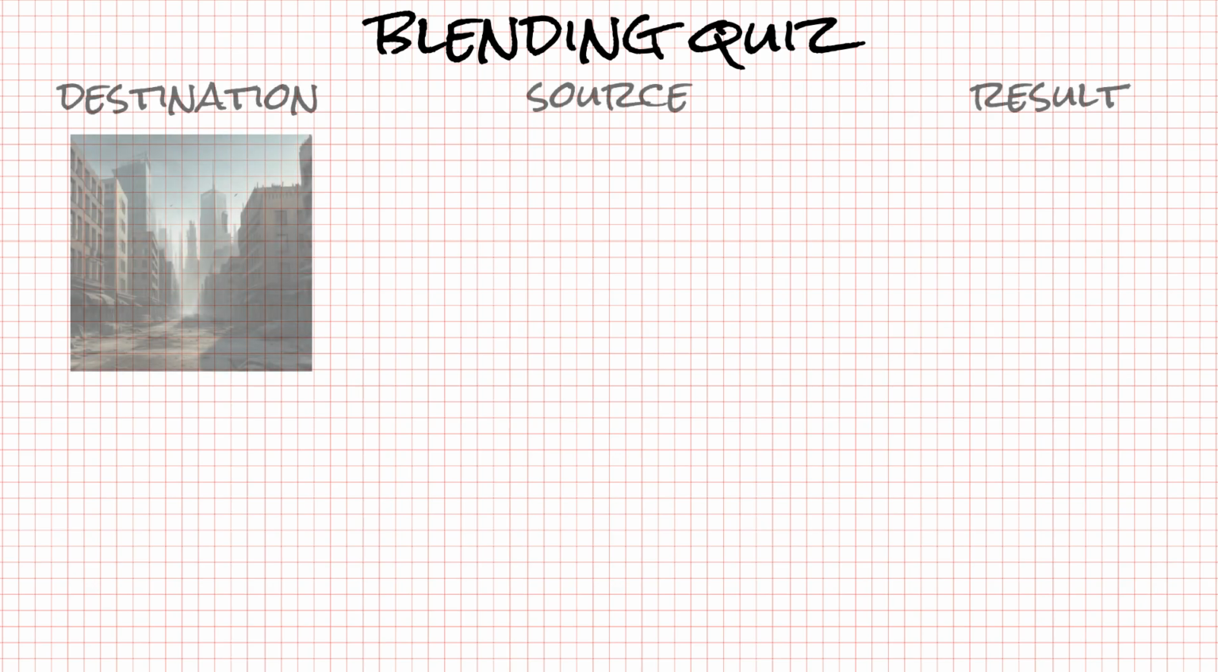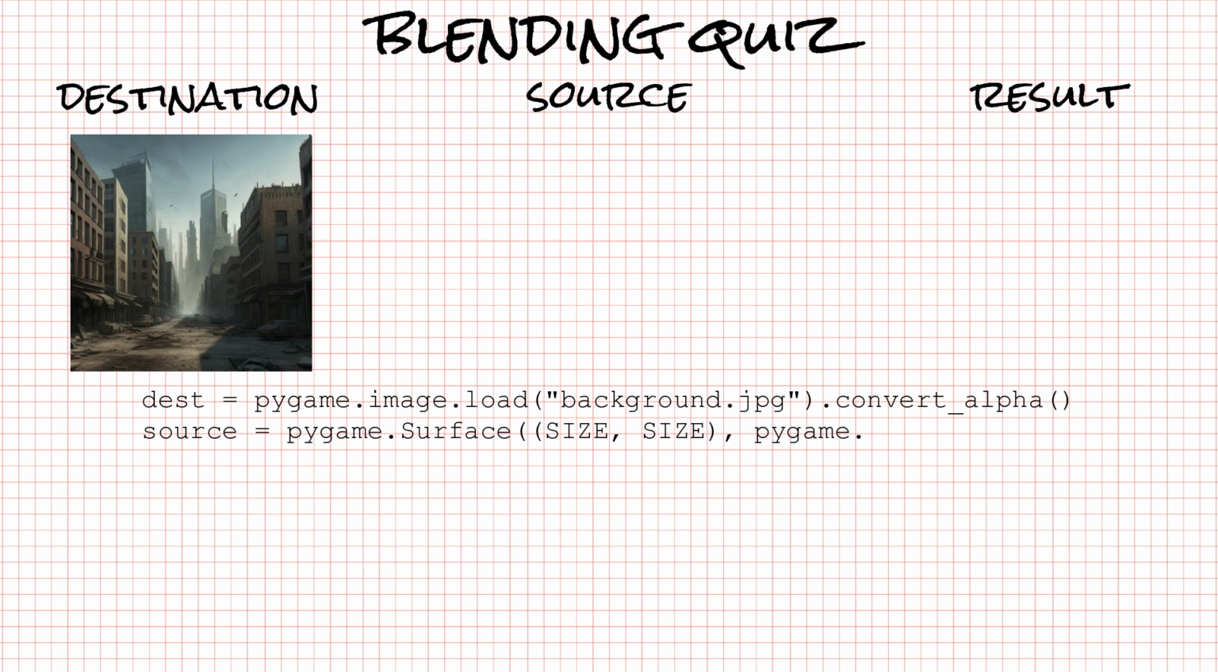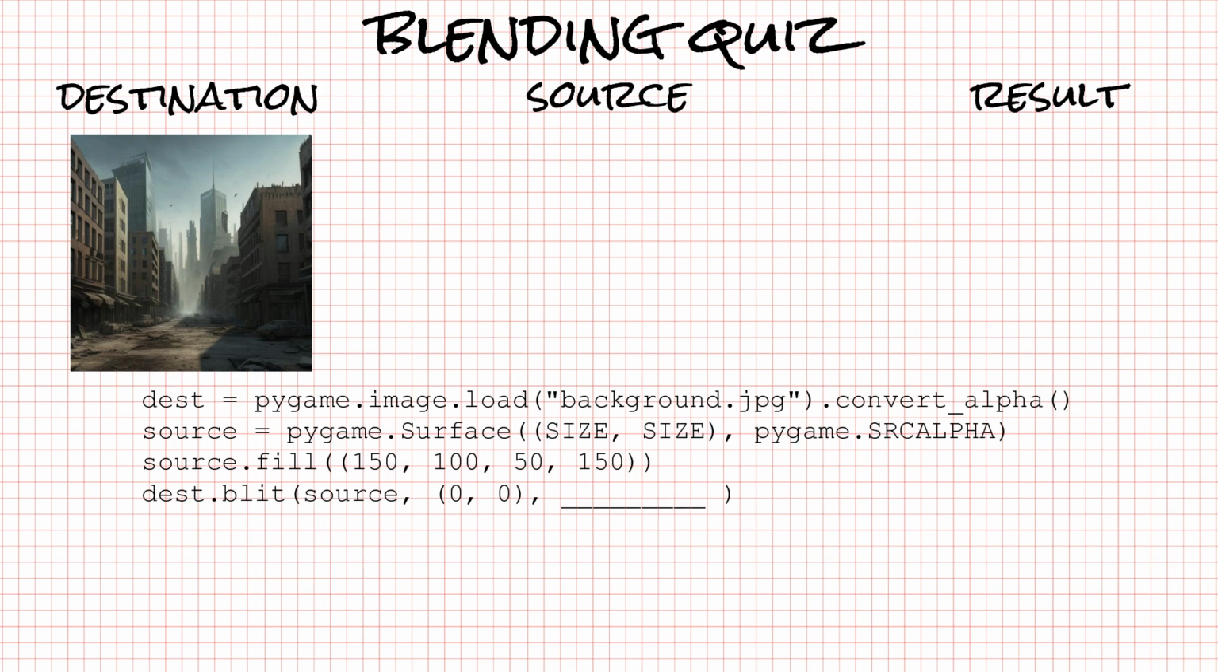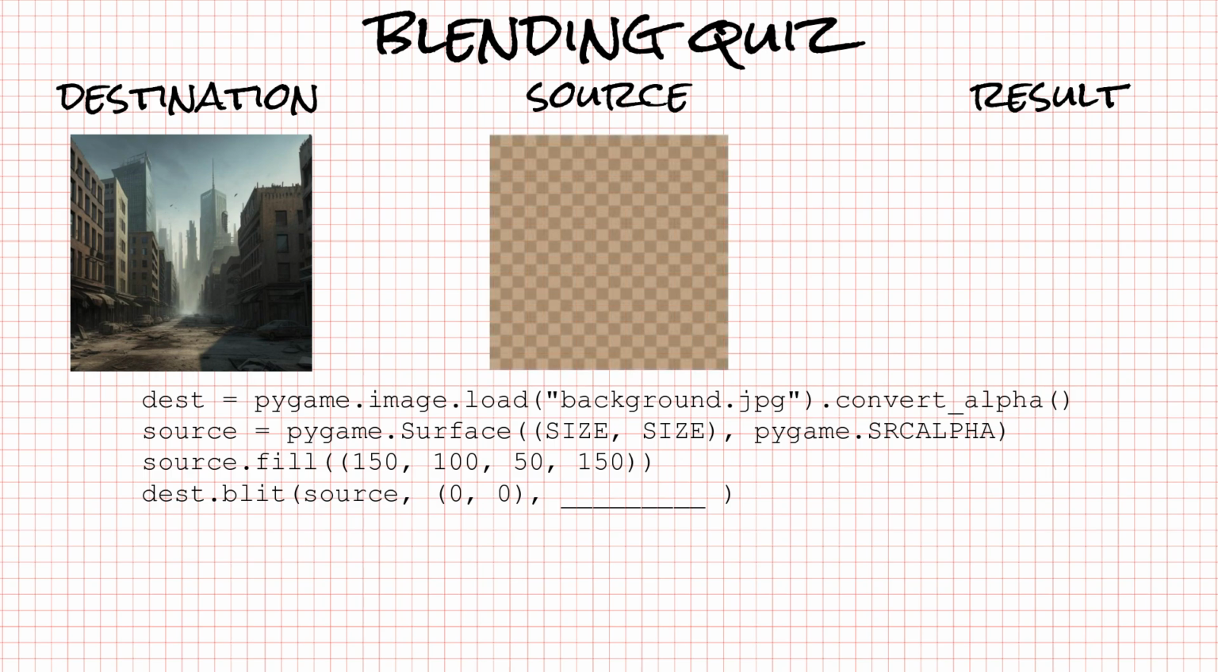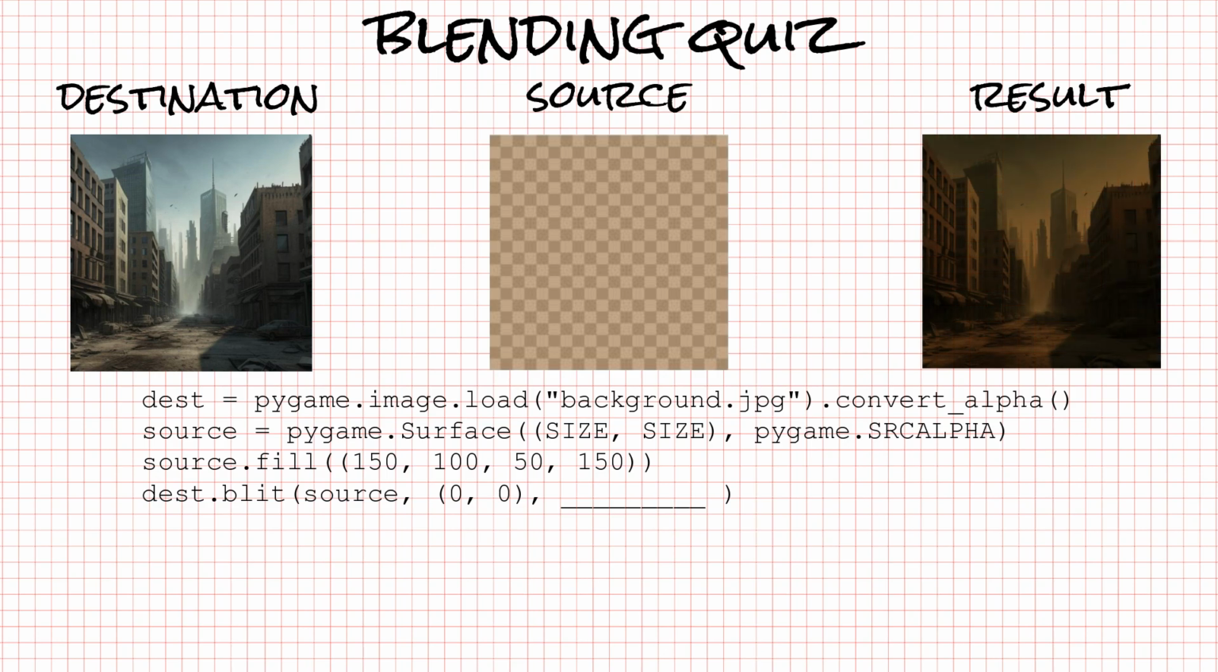On the left is the destination surface created with dest equals pygame.image.load background.jpg.convert alpha. No tricks, it's the same full opacity JPEG from all examples in this video. And in the middle is the source surface created with source equals pygame.Surface size, pygame.SRCALPHA, and then filled with source.fill 150, 150, 150, so a slightly transparent brown color. And here's my result surface on the right, created with dest.blit source 0, 0, and then a blank.